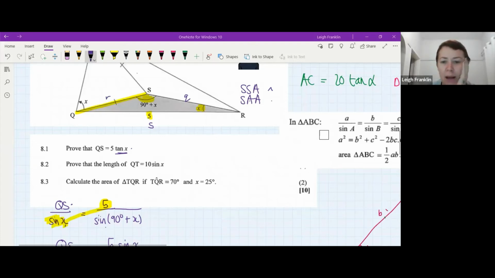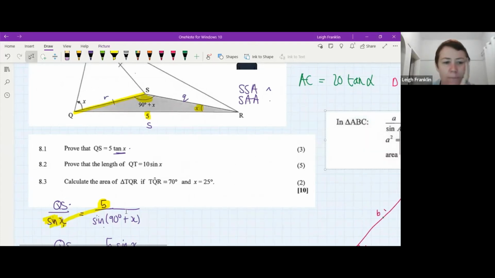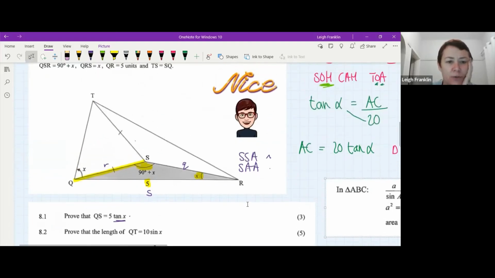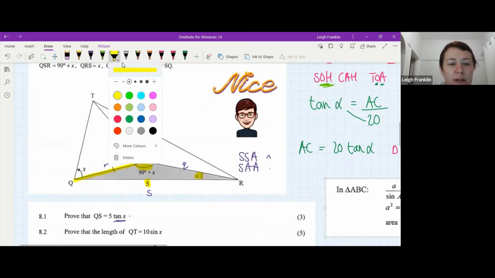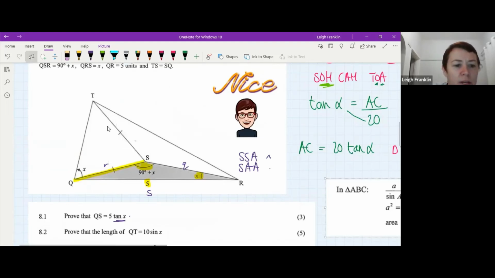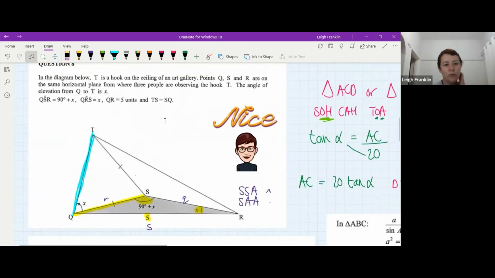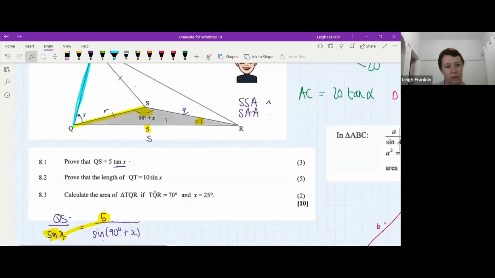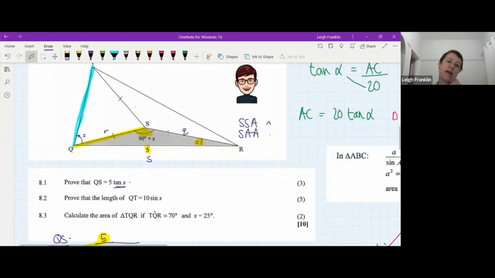All right, so let's get this finished. Prove that the length of QT, so now let's go and find QT. QT is this side up here. Let's highlight it in a different color. So here's QT. They want us to prove that QT is 10 sine x.